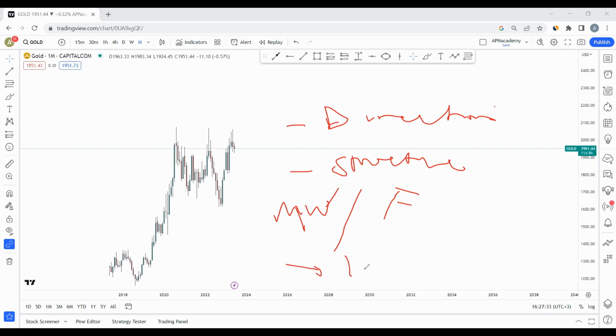Then thirdly, you need to identify where you're going to take your entry from. You need to identify an area of entry. So the structure time frame gives you the area of interest. Then the entry time frames give you the area of entry. So it's what we are going to do.